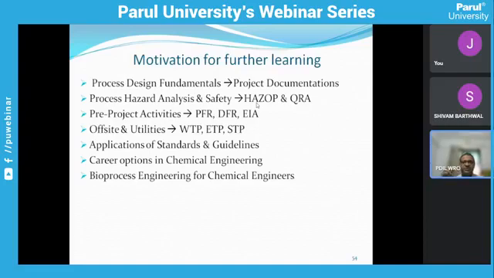Another thing is bioprocess engineering for chemical engineers, because it is a very good topic. I think that a chemical engineer, after a B.Tech in chemical engineering, if he wants to go for another subject, biotechnology is a good option, because there are a lot of applications of chemical engineering techniques and reaction kinetics in bioprocess engineering. Definitely it is a good career option for chemical engineering students, because nowadays the pharmaceutical industries are growing at a faster pace.